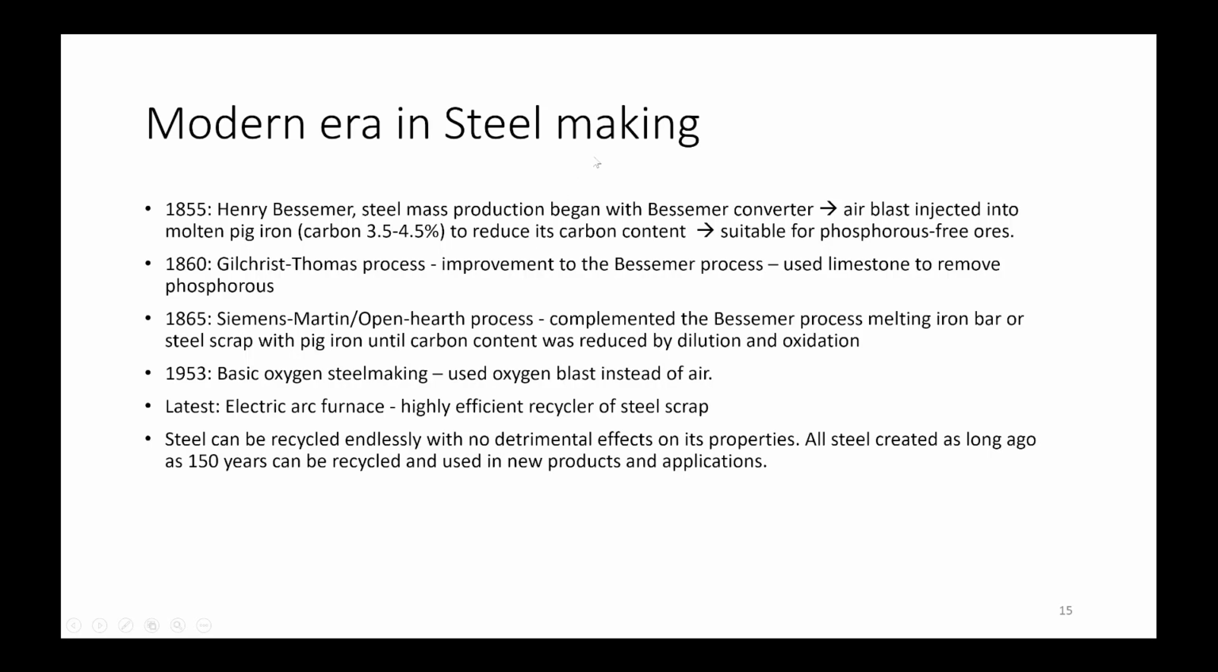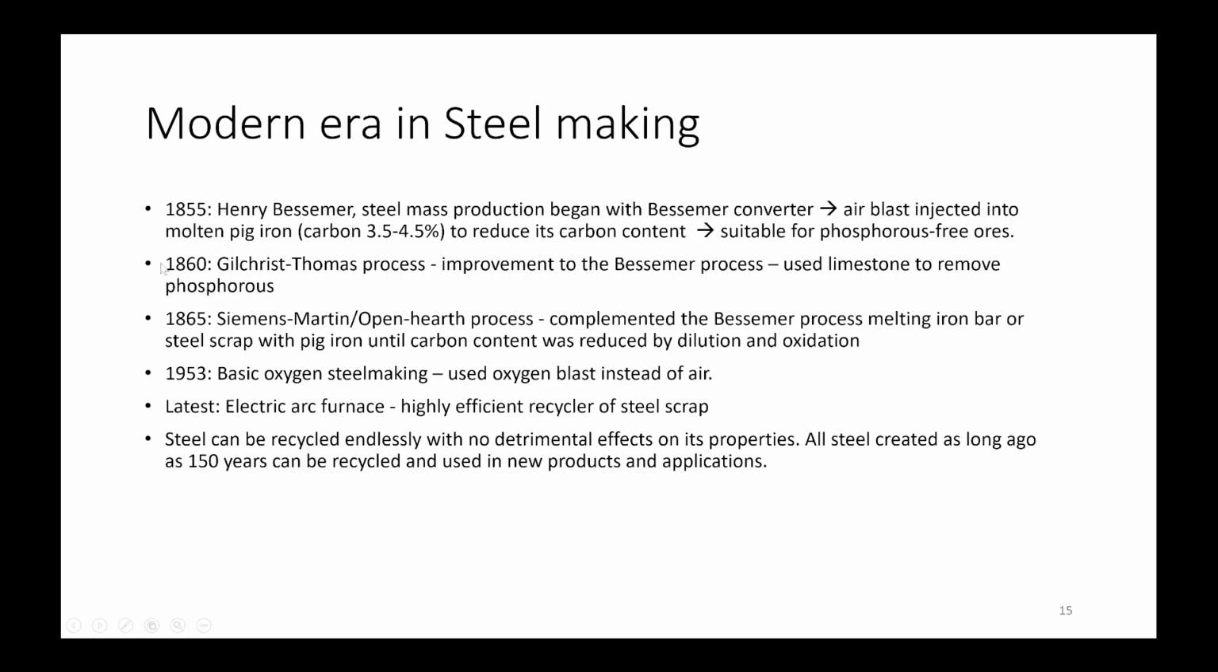Now, the modern era in steel making. In 1855, Henry Bessemer introduced steel mass production with the Bessemer converter, where an air blast was injected into molten pig iron. Pig iron has high impurities and carbon ranges from 3.5 to 4.5%. To reduce this carbon content, we use this air blast at high temperature, and then it becomes the steel which we use. This process is suitable for phosphorus-free ores.